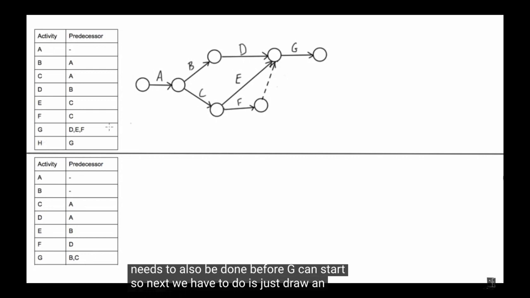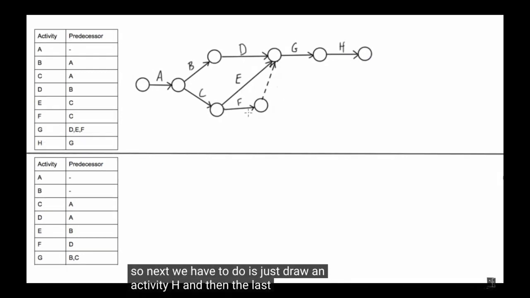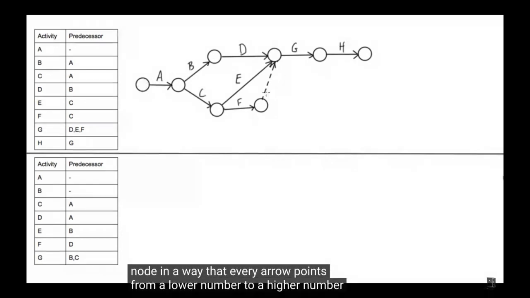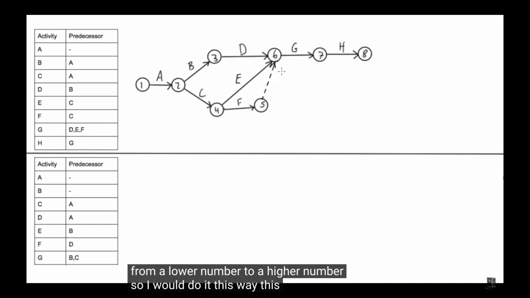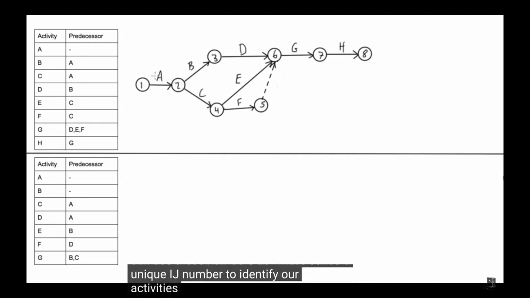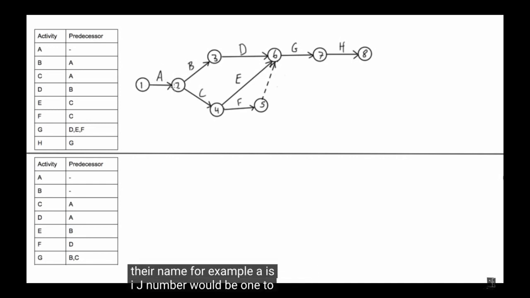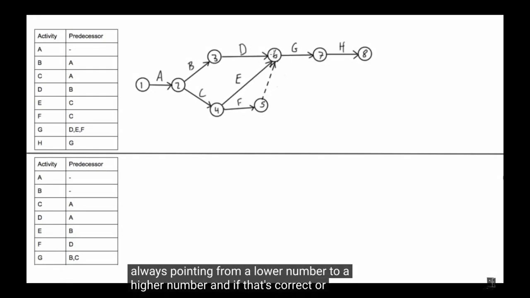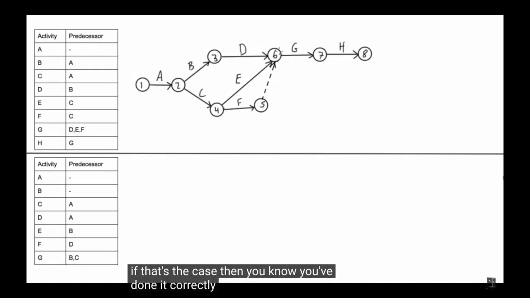The next thing we have to do is just draw activity G. And then the last thing we need to do is number each node in a way that every arrow points from a lower to a higher number. So I would do it this way. This way we can use these numbers as what's called a unique ij number, which is an alternative name. For example, A's ij number would be 1, 2. B's ij number would be 2, 3. D would be 4, 6. If you notice, every single arrow is always pointing from the lower number to the higher number. That's correct. If that's the case, then you know you've been correct.